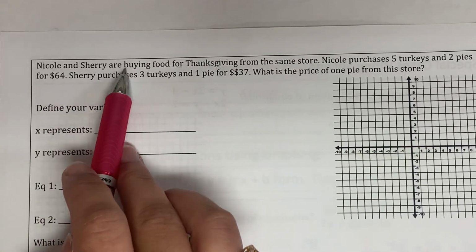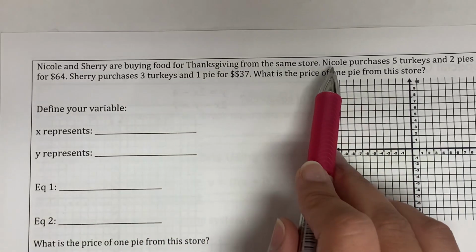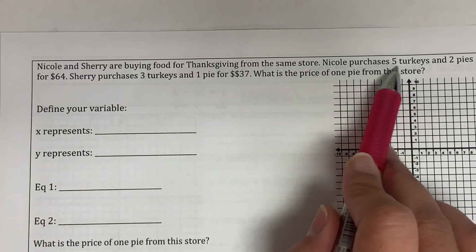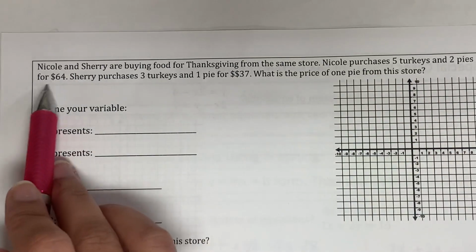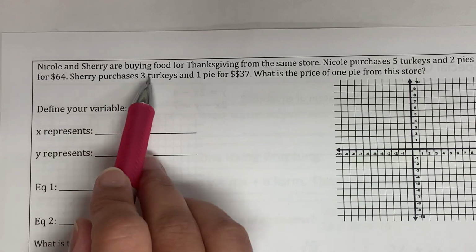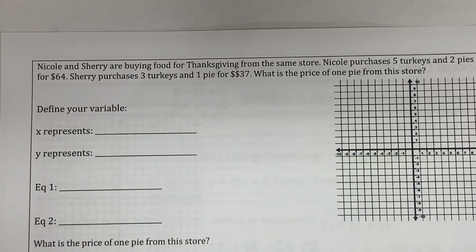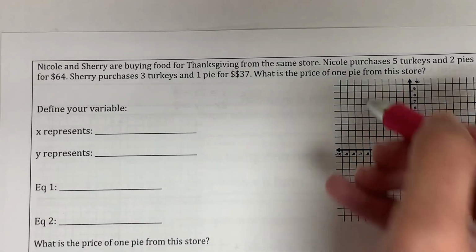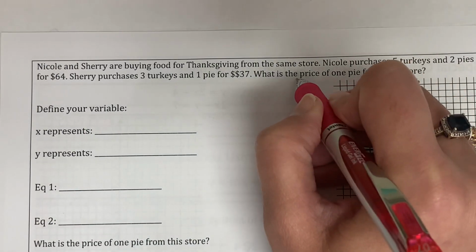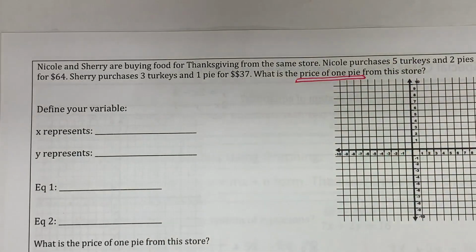Nicole and Sherry are buying food for Thanksgiving from the same store. Nicole purchases 5 turkeys and 2 pies for $64. Sherry purchases 3 turkeys and 1 pie for $37. What is the price of 1 pie from this store? So I need to figure out the price of 1 pie.